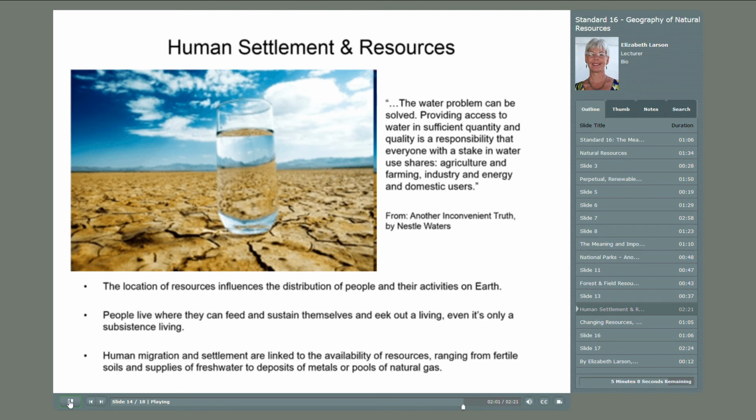The water problem can be solved. Providing access to water in sufficient quantity and quality is a responsibility that everyone with a stake in water use shares: agriculture and farming, industry and energy, and domestic users.